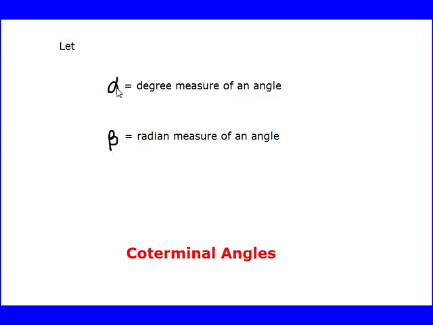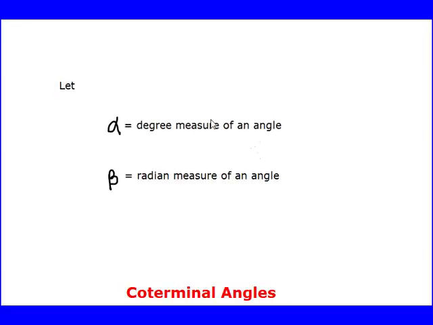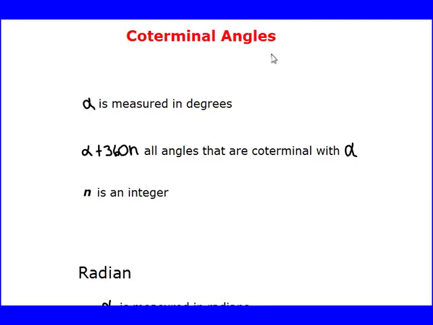Ladies and gentlemen, let alpha equal the degree measure of an angle, and beta equal the radian measure of an angle. So in our next examples, alpha will represent the degree measure of an angle, beta will represent the radian measure of an angle. Again, we're still looking at coterminal angles. We're given alpha is measured in degrees. So alpha plus 360 times n represents all angles that are coterminal with alpha.